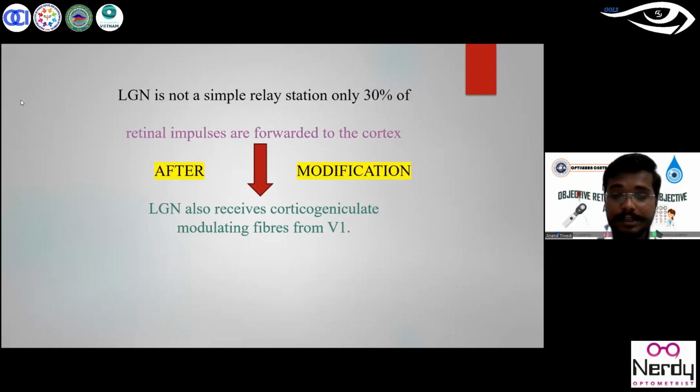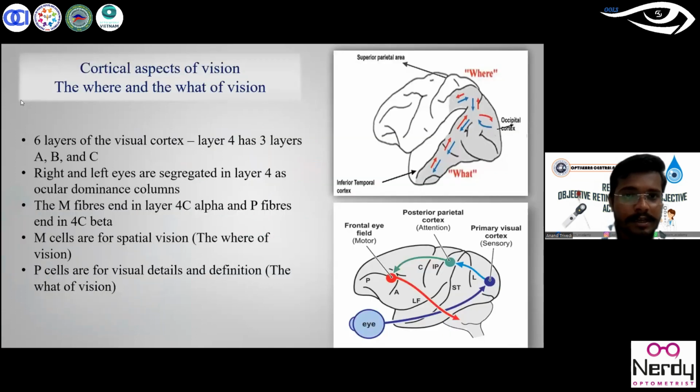So, as I already mentioned, the lateral geniculate body is not a simple relay station. Only 30% of retinal impulses are forwarded to the cortex after modification. The lateral geniculate body also receives corticogeniculate modulating fibers from V1. Okay, so this dichotomy doesn't stop there, it extends further. The magnocellular cells are involved in the where of vision, and they go to the supratemporal and supraparietal area.